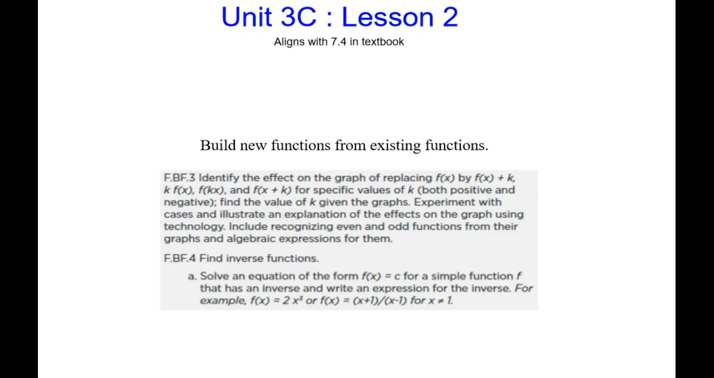Unit 3C, Lesson 2. In the beginning of this lesson, we're going to determine whether a given function is even, odd, or neither. And then at the end of the lesson, we're going to find the inverse for a given function.